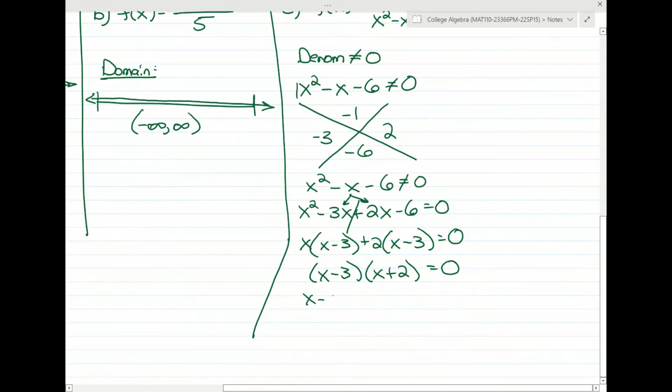Finishing this, we just set the factors equal to 0. So x minus 3 is 0, so x is 3. x plus 2 is 0, so x is negative 2.